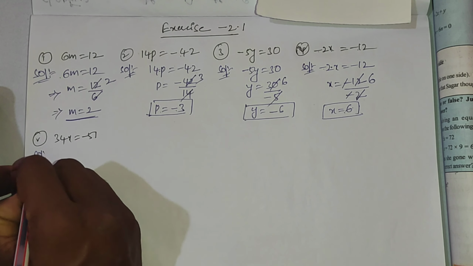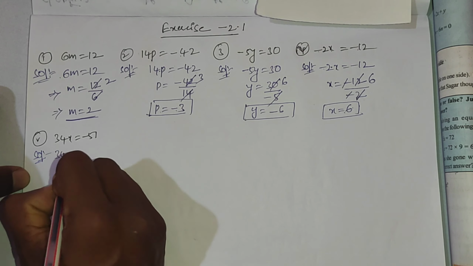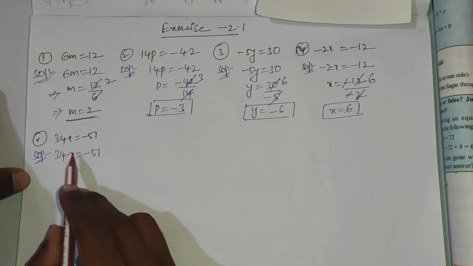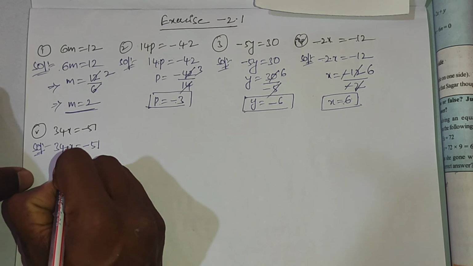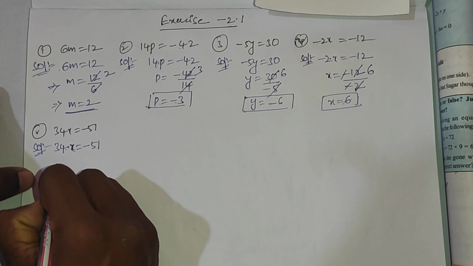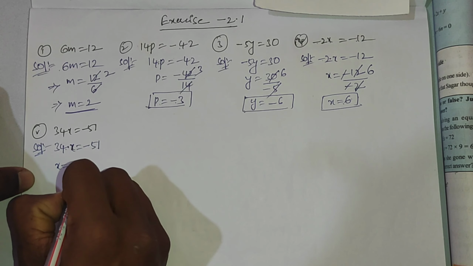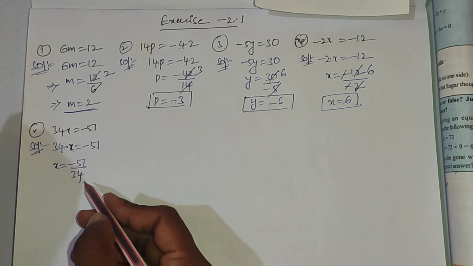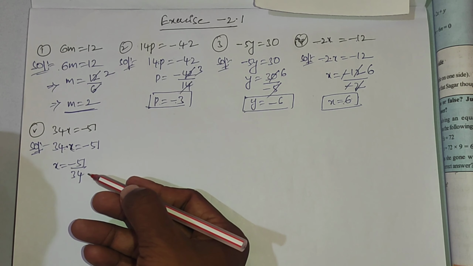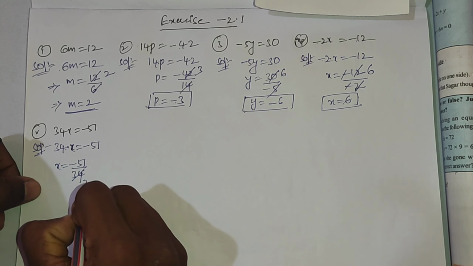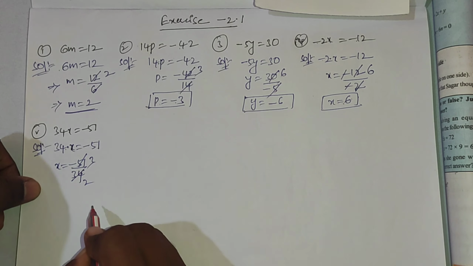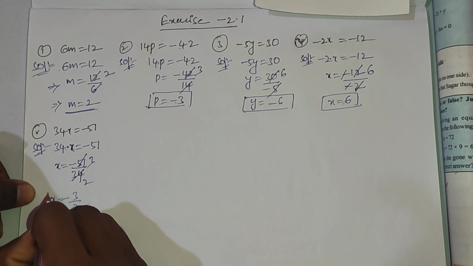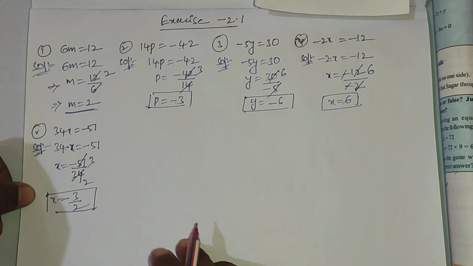Same method, all given multiplication only. So given 34 into x equals to minus 51. Again, multiplication becomes a division. We have to find a value of x here. Then x equals to minus 51 by 34. Nothing but which table cancels? 17 table, right? 17 2s are 34, 17 3s are 51. Then x equals to minus 3 by 2 is the answer.